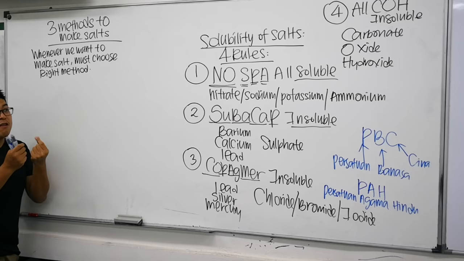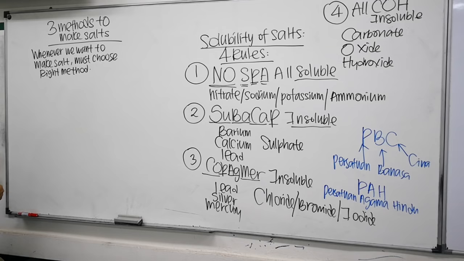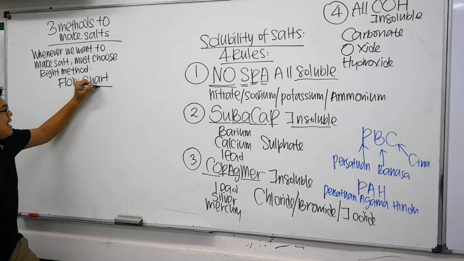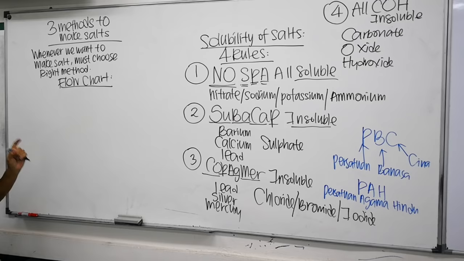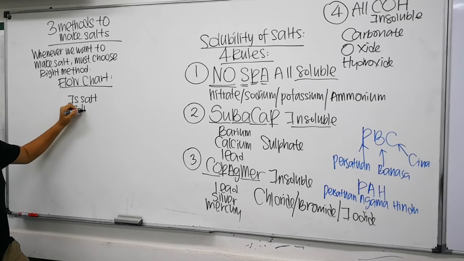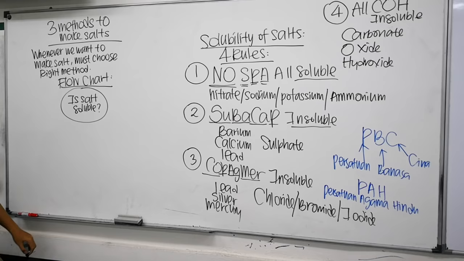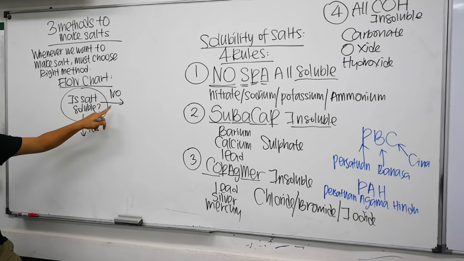So you all must refer to this flow chart. Always refer to this flow chart. This flow chart is not given to you, you need to know it. Again, if you're having a problem memorizing, take a piece of paper and copy. Whenever you want to make a salt, ask yourself two questions. The first question: is the salt that I want to make soluble or not? There are two answers, no and yes, because it must be insoluble or soluble.